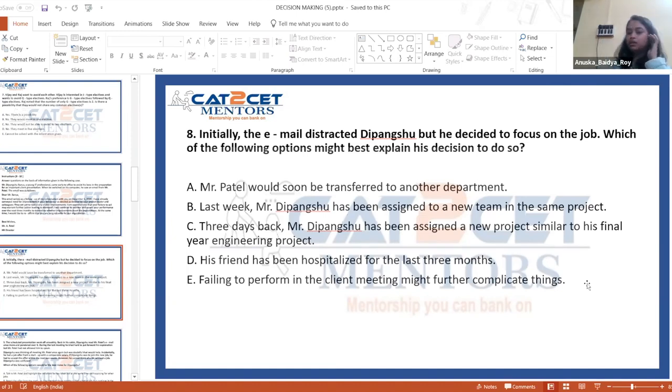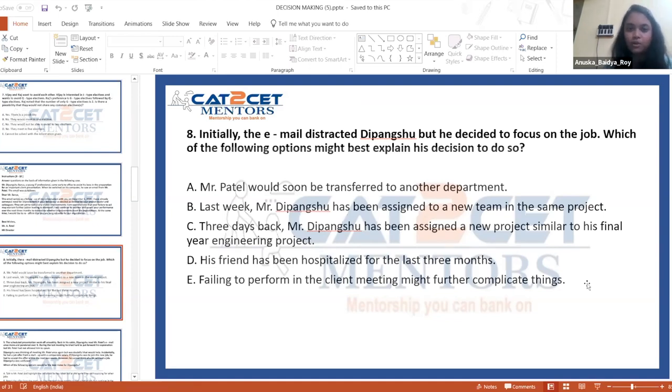Okay. So we start again with process of elimination. So option number A, what does that say? Mr. Patel would soon be transferred to another department. Okay. So he is transferred to another department. Now the HR is common across all departments. Okay. So does that advocate the fact that Mr. Dipanshu is focusing on his job rather than thinking about the mail? Not really.